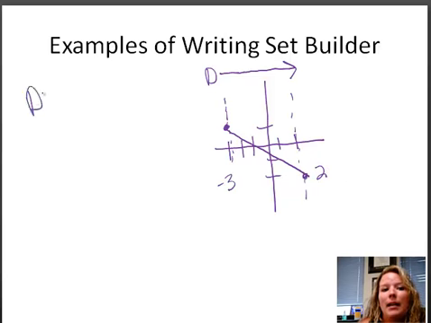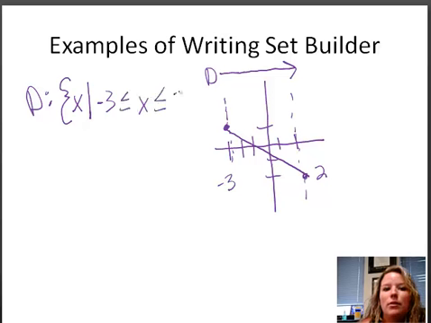So my domain in set builder notation would be the set of x's such that x is between -3, it's a closed circle, so I'm going to use less than or equal to x, less than or equal to 2. And then you close your set. Now I said out loud x such that x is between. Well, x is between these two numbers, so you can say it that way. You can also read it x such that -3 is less than or equal to x, less than or equal to 2.